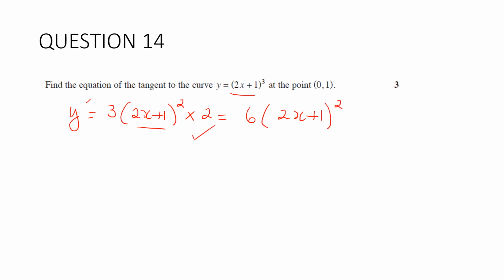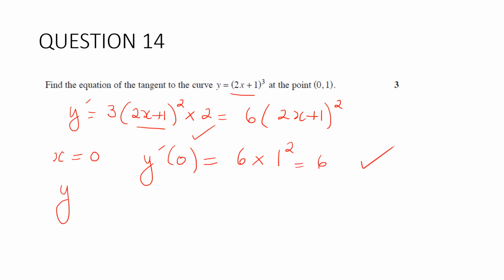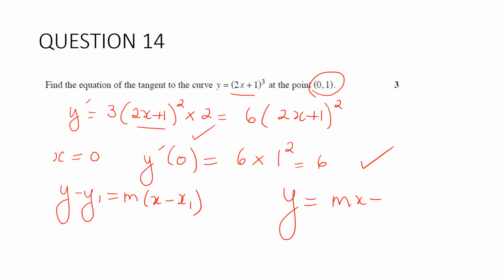Then we want to substitute in x is equal to 0 so that we get the gradient, which is 6 multiplied by 1 squared. It's 6. That's our second mark. Now you can either substitute into this formula, or you can recognize that that is the y-intercept and just go y is equal to mx plus b, which is going to be 6x plus 1, and that's the third mark.